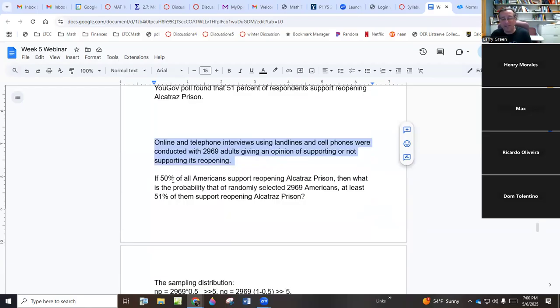So now we can say, if it was exactly 50%, so not the majority, but the highest percent of all Americans who support reopening Alcatraz prison, then what is the probability that randomly selecting 2,969 Americans, at least 51% of them support Alcatraz prison? Because if that probability is really small, then we're going to say this assumption is probably wrong, and it's probably more than 50%. Does that make sense? That's what statistics is all about, being able to make those kinds of conclusions. And by the way, in 2 chapters, we're going to get into all the details of this. So this is just getting ready.